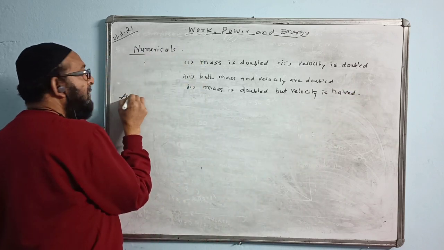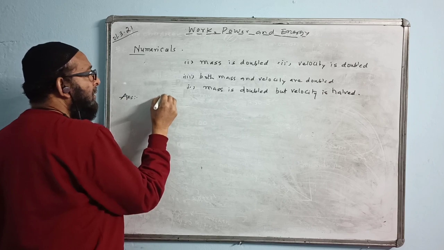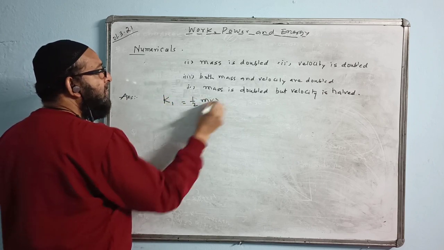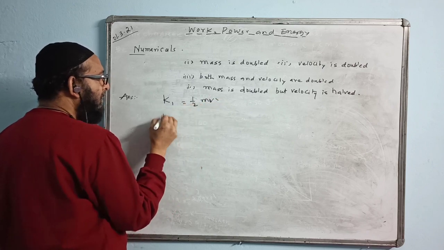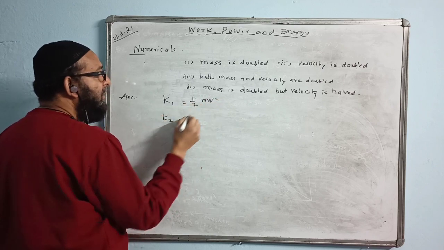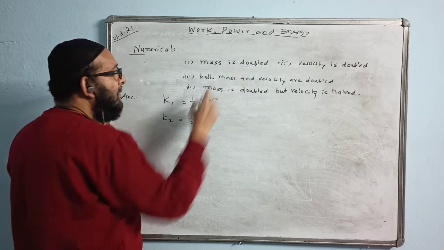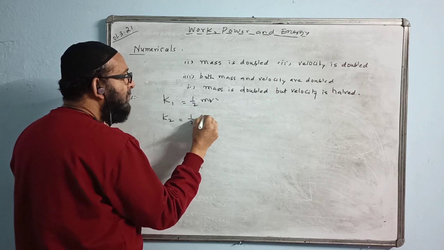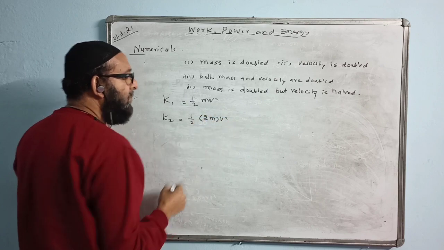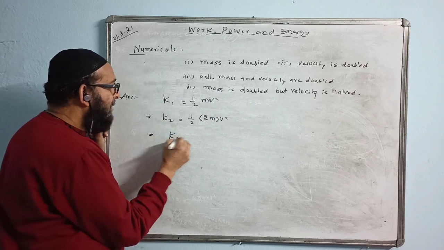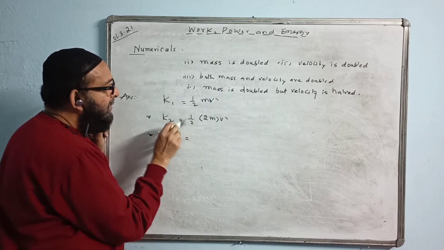So now I'll find the answer for number 1. Initial kinetic energy K1 is equal to half mv square. This is without any change. K2, the new kinetic energy, we will find. Now, as per the question, we will change the condition. Mass is doubled. Initial mass was m, so now we write 2m, v squared. Here K2 we keep as it is.